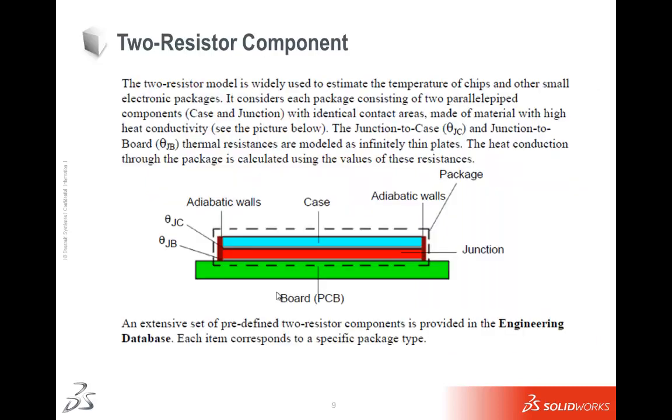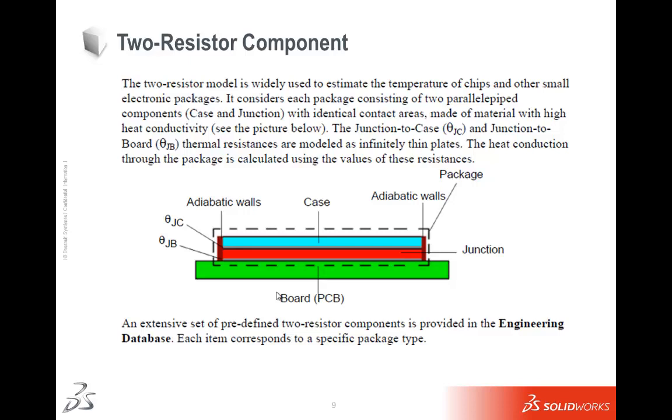The first thing I want to talk about is the 2 resistor component. The 2 resistor component, if any of you have taken a Flow simulation class, you know that whenever we represent a chip on a circuit board, for example, it's just one solid body, and we give it a wattage, and that's it, and then we look at the heat dissipation. The 2 resistor component allows us to much more accurately represent what is actually going on.